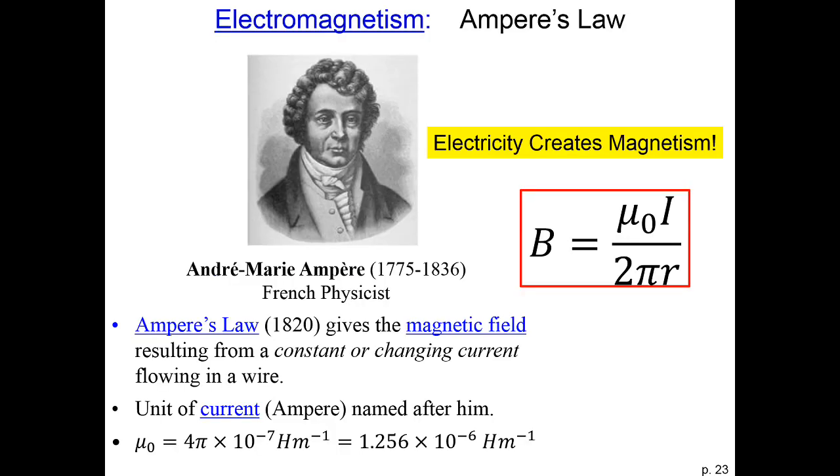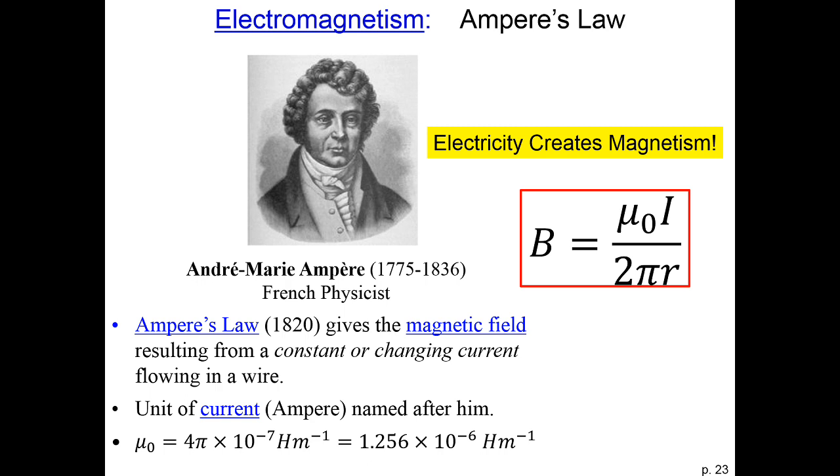Okay, so now we want to think about this quantitatively. Here we have Ampere's law, which tells us the strength of the magnetic field generated by a current. So the magnitude of the magnetic field generated by the current is mu naught. This is a new constant, 1.256 times 10 to the minus 6 newtons per ampere squared. We multiply that times the current in amperes and divide by the radius and divide by 2 pi.